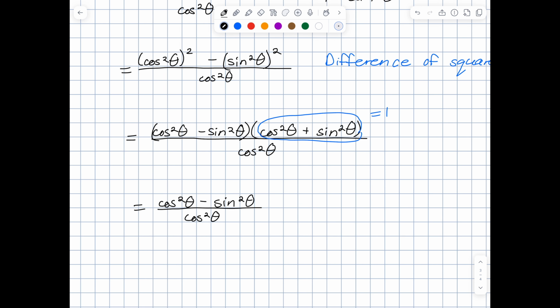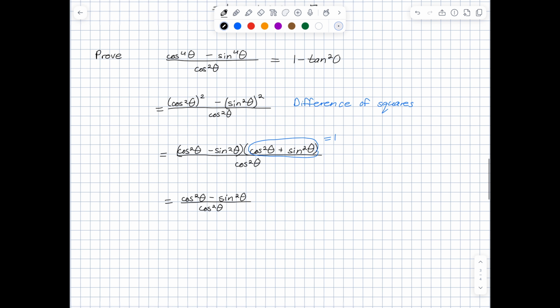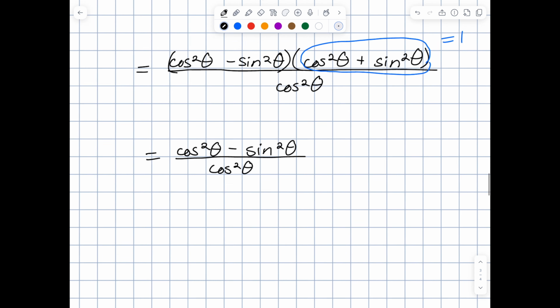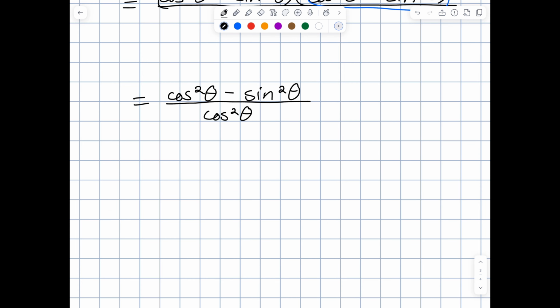From here, if I'm keeping an eye on the other side, I notice there is not a fraction on the other side. So I need to get rid of the fraction. So yeah, it's just two individual terms. There's no fractions there. So to get rid of that fraction, I'm going to go ahead and perform the division. So I'm going to divide by cosine squared. So I'll divide the cosine squared by cosine squared, and I'll divide the sine squared by cosine squared. And once I do that, I can go ahead and simplify it.